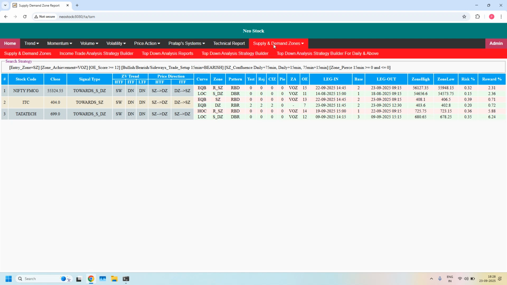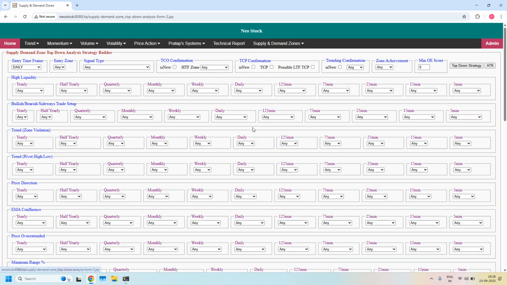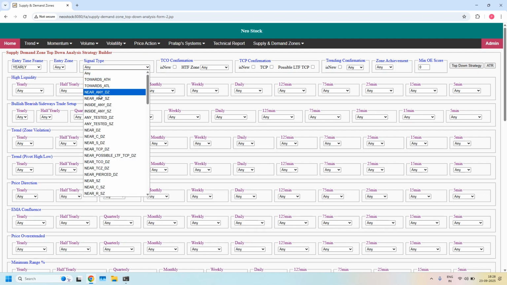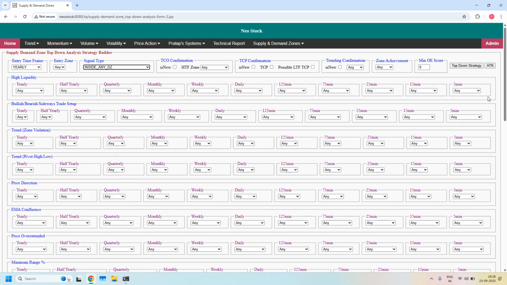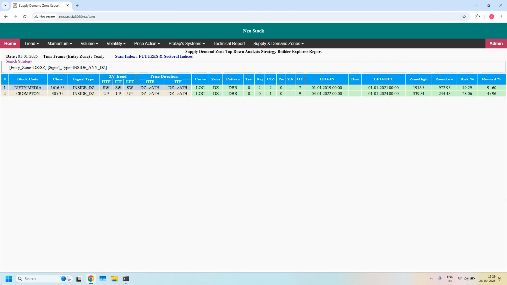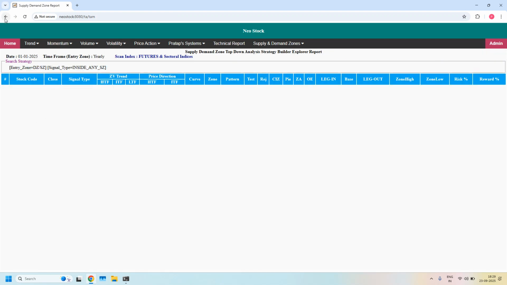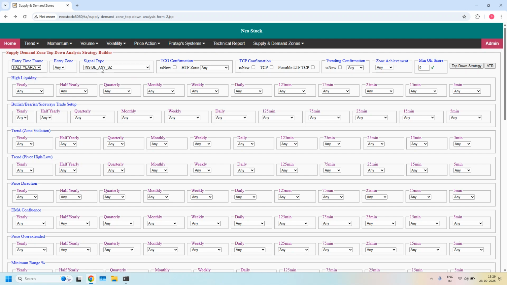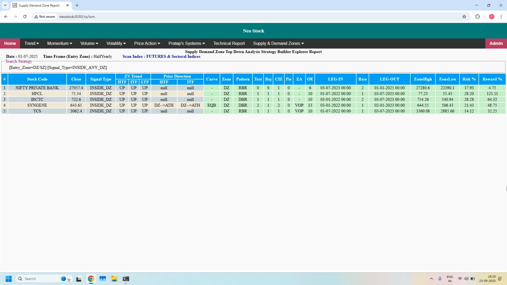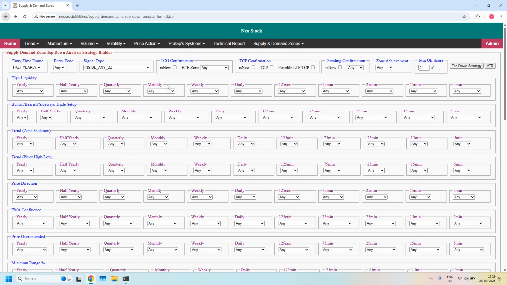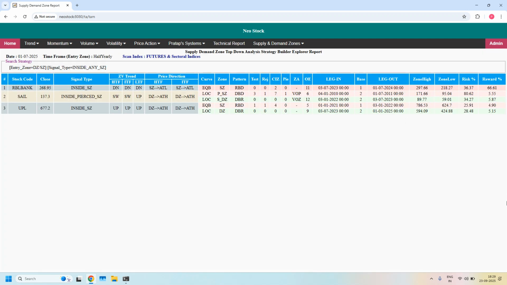Next, I will generate finding the stocks near demand and supply zones for all the time frames, starting with yearly. Price closed inside the yearly demand zone. We got 2 stocks. Next, price closed inside the yearly supply zone. No stocks. Next, half yearly time frame. Price closed inside the half yearly demand zone. We got 5 stocks. Next, price closed inside the half yearly supply zone. We got 3 stocks.